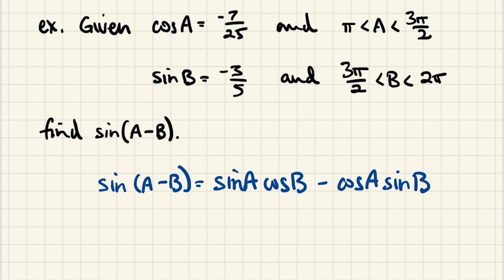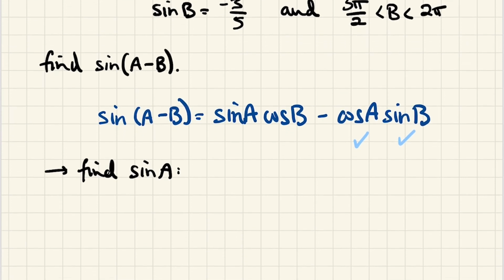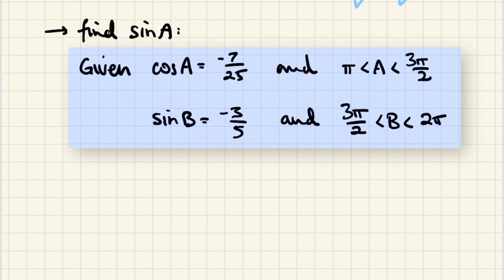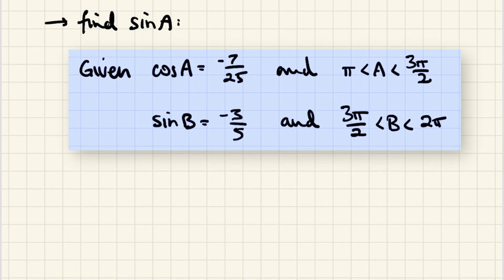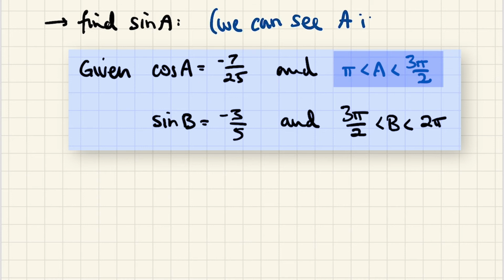Cosine of A was given as negative 7 over 25, so we've got it right there. And sine of B was given as negative 3/5, so we've got that one to put right there. So that means all we have to do is find sine of A and cosine of B. So we'll start by finding sine of A. We're given cosine of A, and while we're not explicitly told what quadrant A is in, we are given some information about it. And, oh, actually, that information's pretty clear, isn't it? Between pi and 3 pi over 2 is quadrant 3. I thought we'd have to do a little more hacking to get it, but there it is. So we can see that A is in quadrant 3.